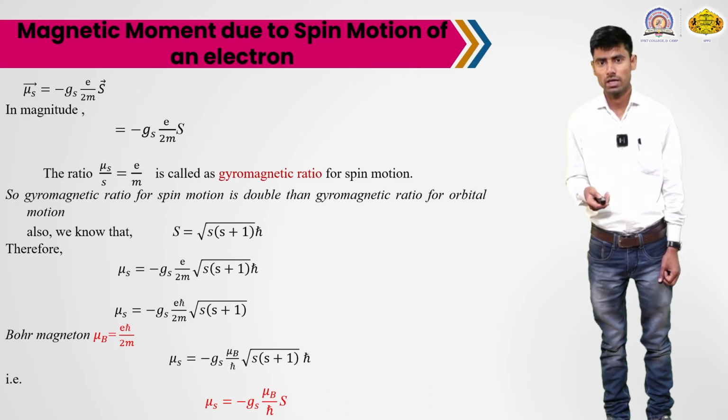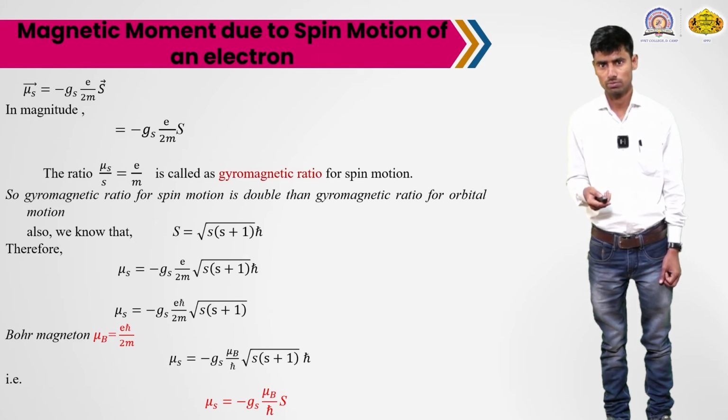Or in magnitude wise, I can write that as μs equals minus gs e upon 2m into S. Here also the ratio of the magnetic dipole moment for spin motion to the spin angular momentum is equal to e by m. It is called the gyromagnetic ratio for the spin motion, and you can observe that the gyromagnetic ratio for the spin motion is double the gyromagnetic ratio for the orbital motion, because for the orbital motion this ratio was e divided by 2m, and for spin motion it is e divided by m, so it is double for the spin motion.